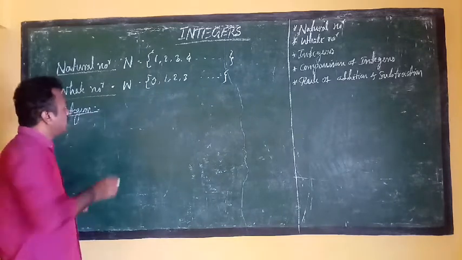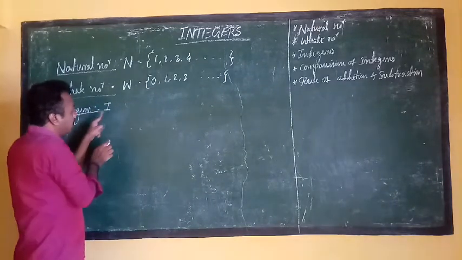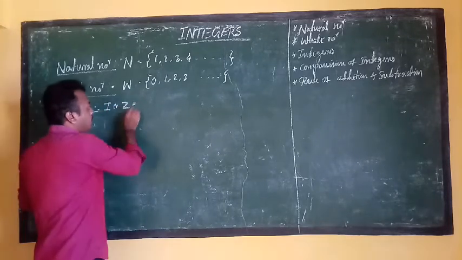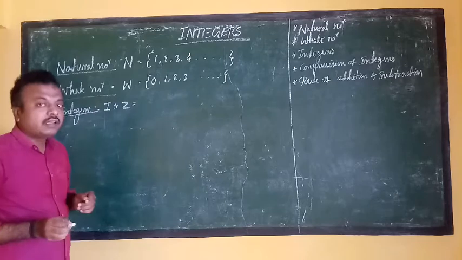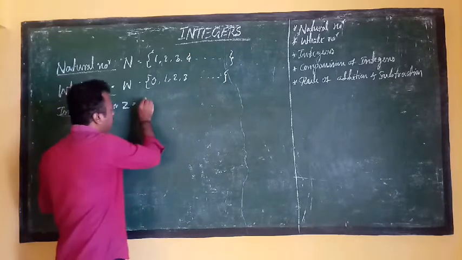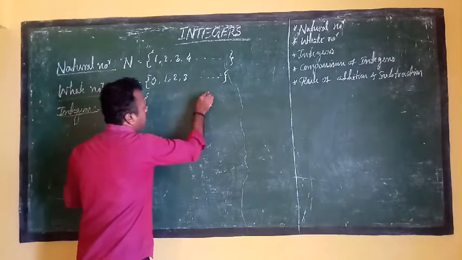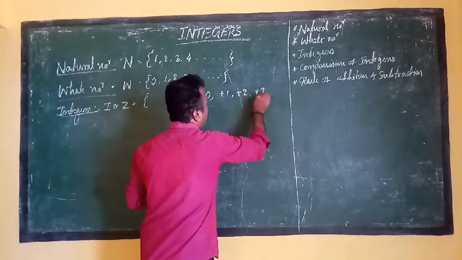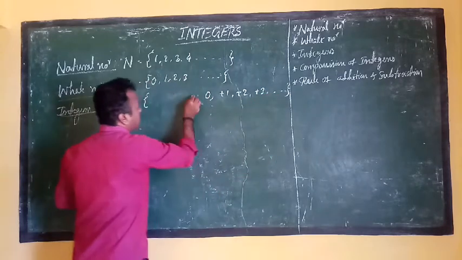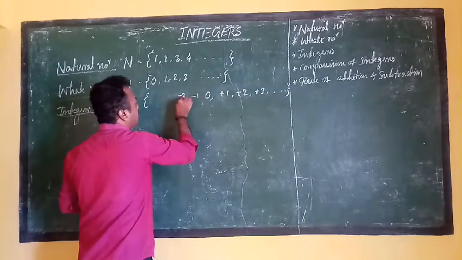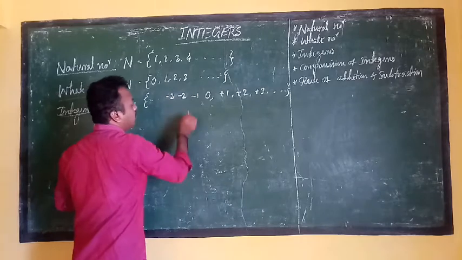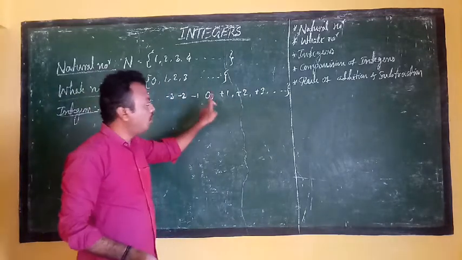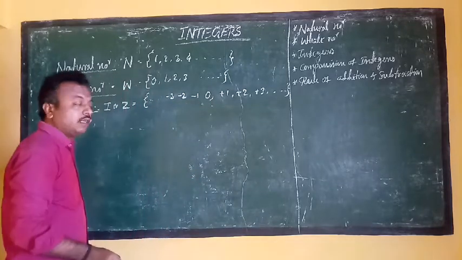Integers can be represented by the letter I or Z. So what are the integers? See, integers means a set containing positive numbers and negative numbers along with 0. So that is called integers.